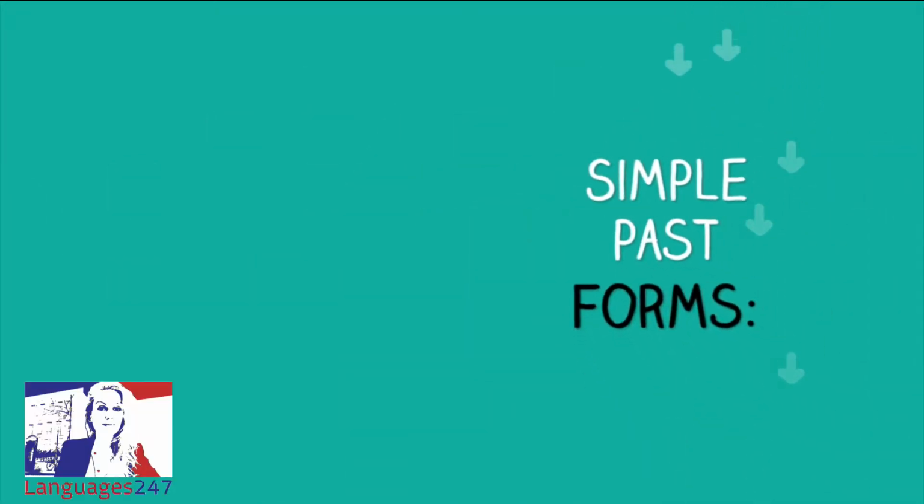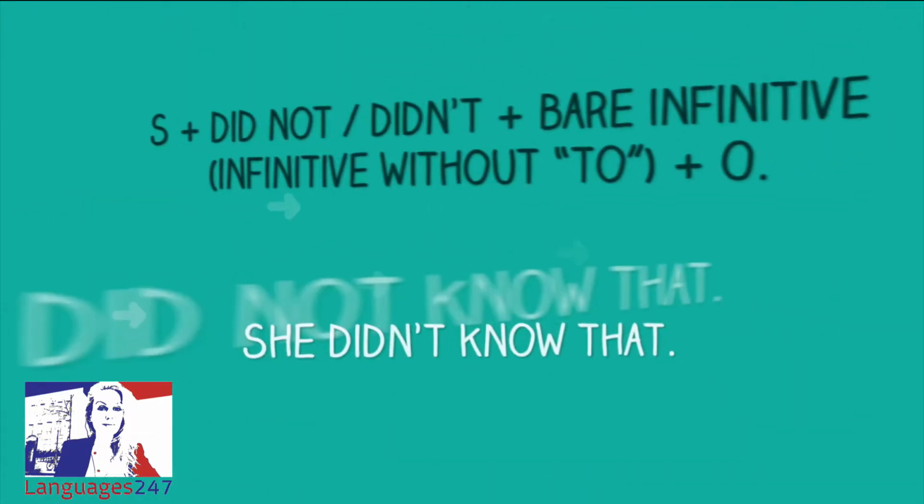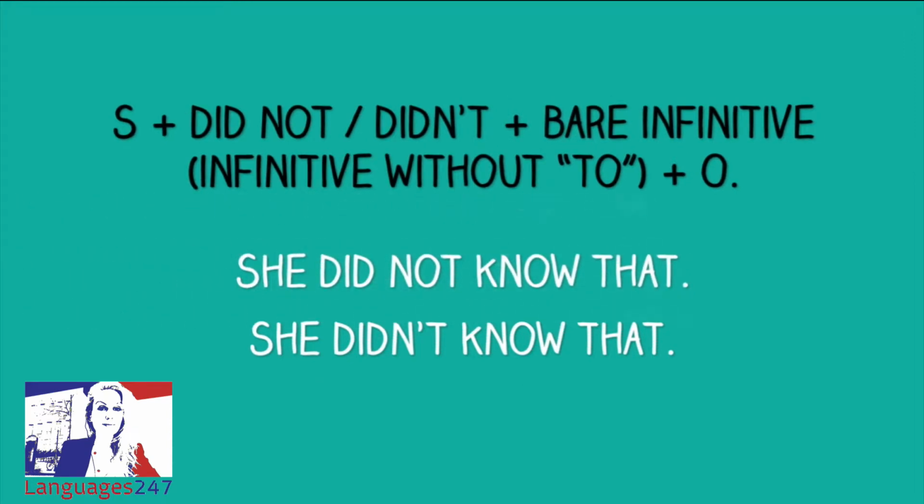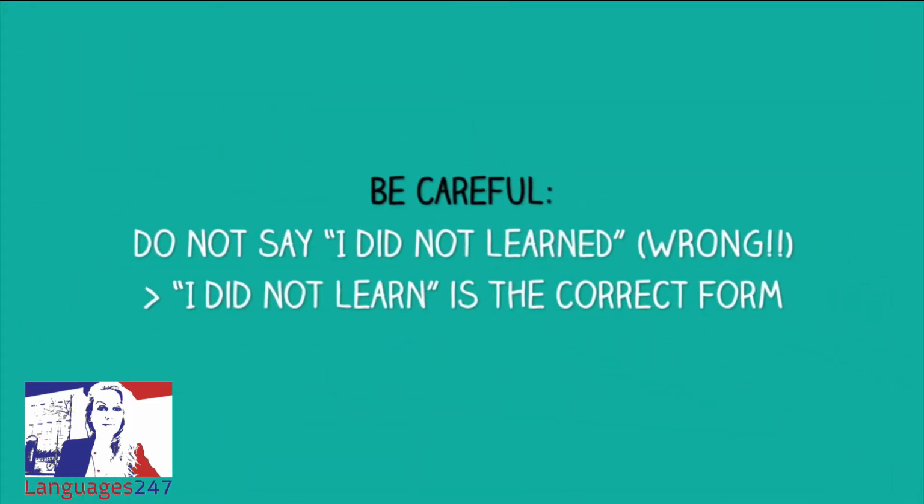Simple past forms. Subject plus did not or didn't, bare infinitive plus object. She did not know that. She didn't know that. Be careful. Do not say I did not learned. It's wrong. I did not learn is the correct form.